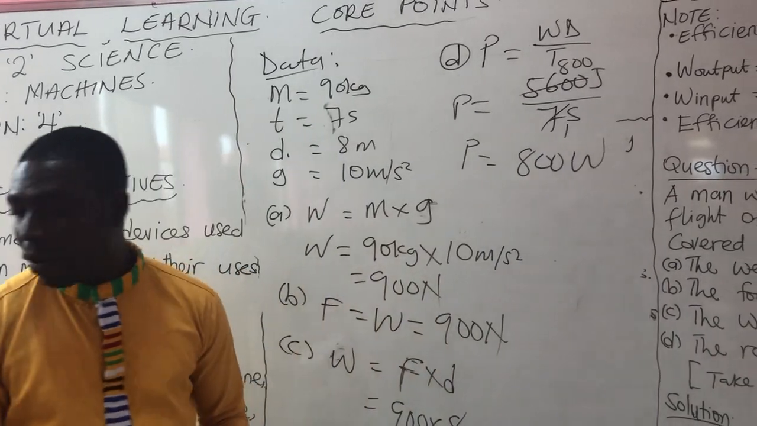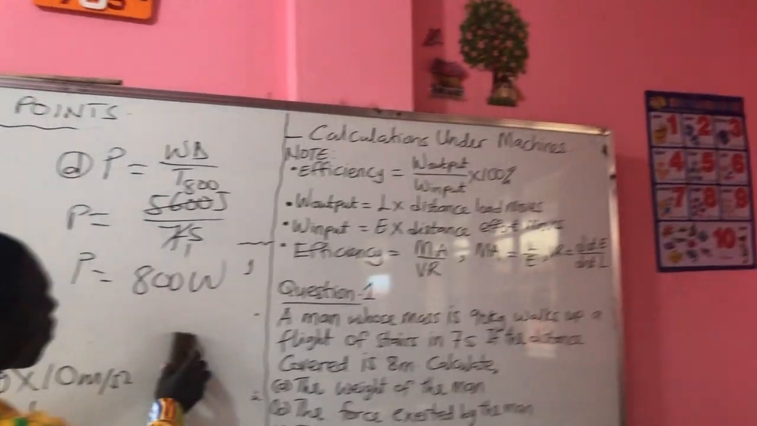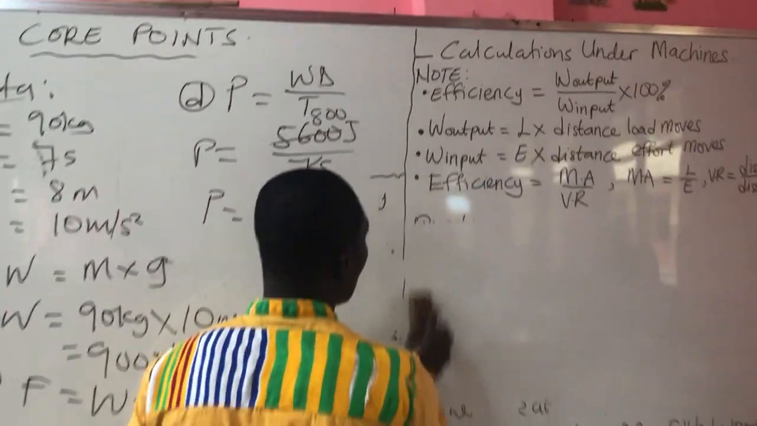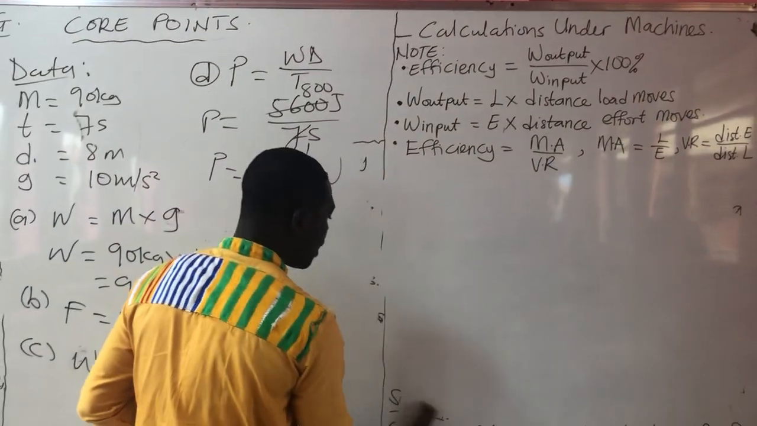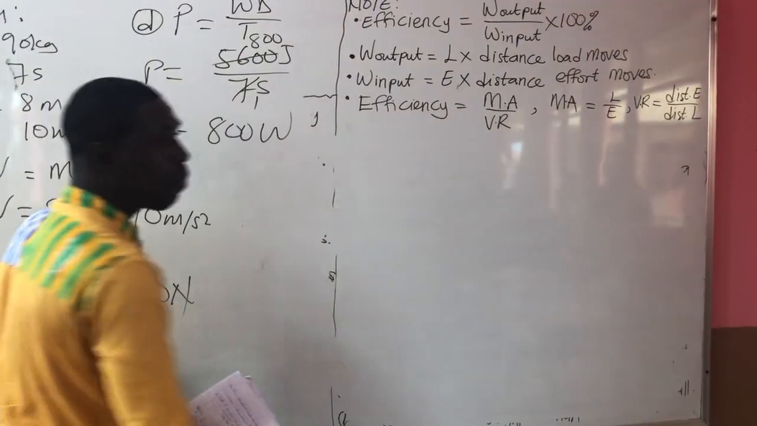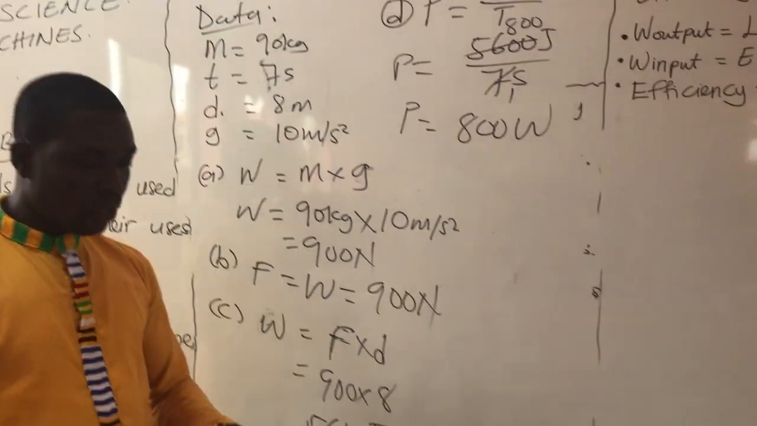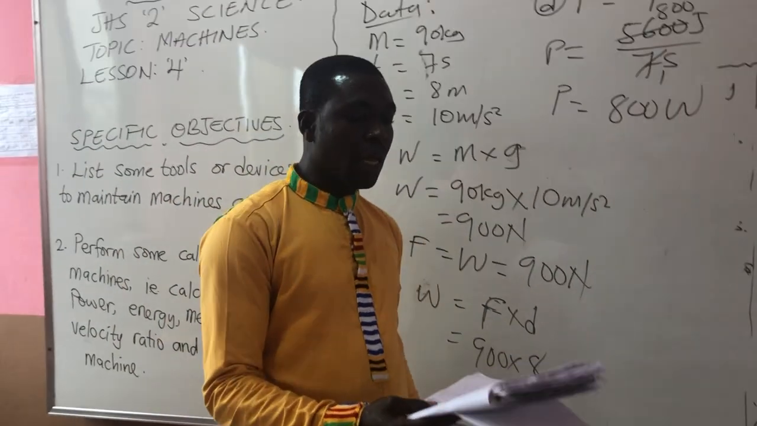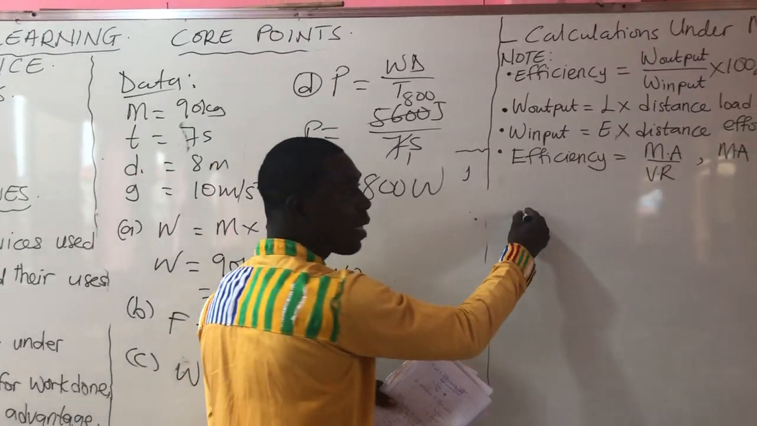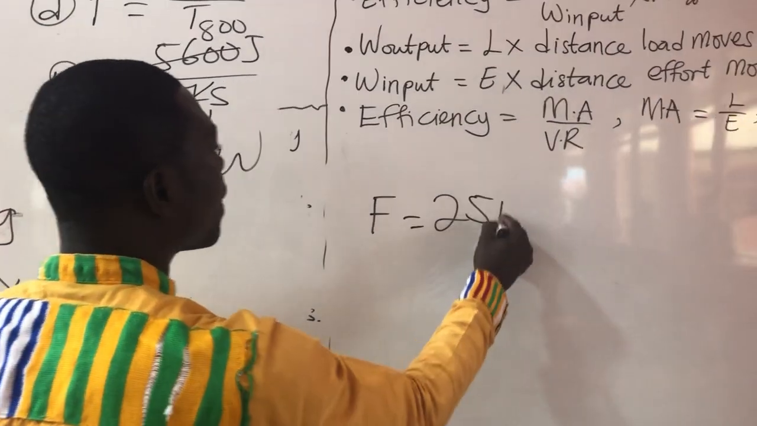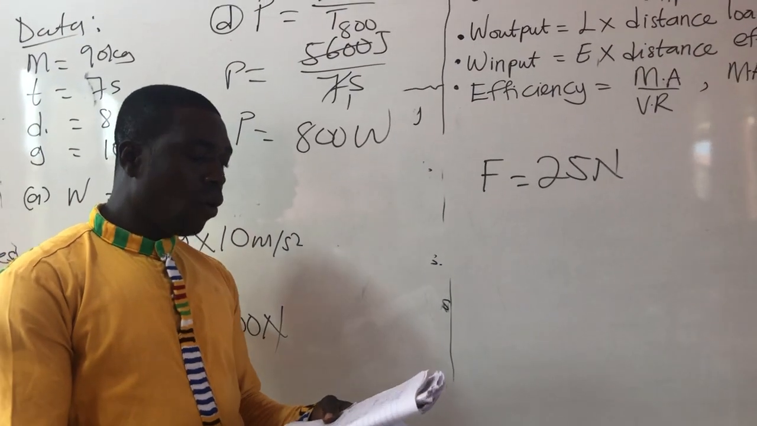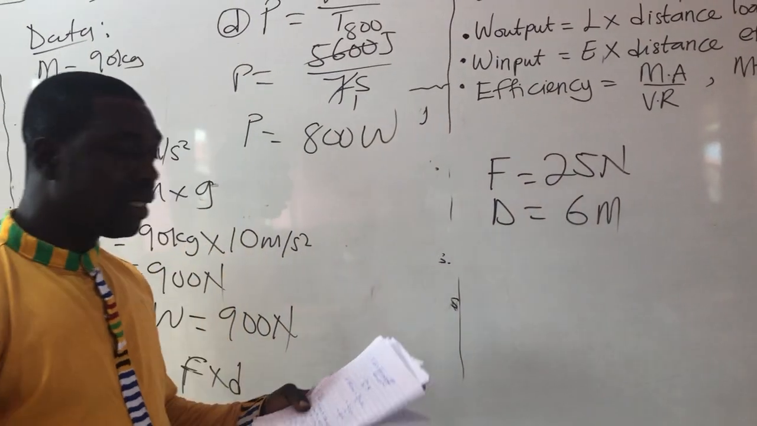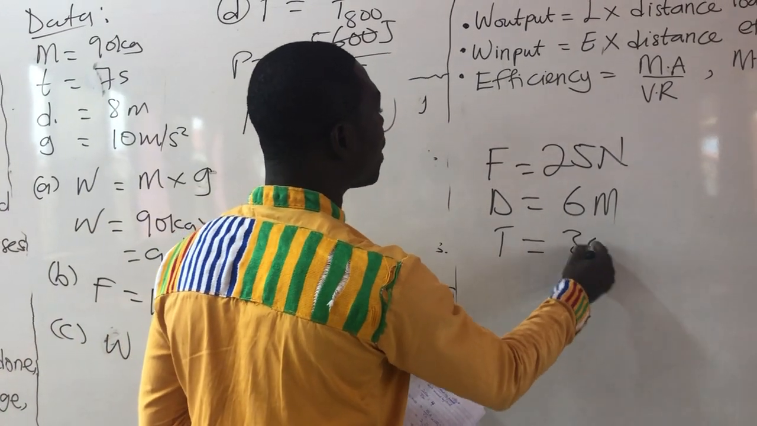Now let's quickly consider another question. Since we are running out of time, I'll give a simple question and you try your hands on it at home. Consider the following question. A force of 25 newtons was used to lift a load through a distance of 6 meters. So distance is equal to 6 meters. In 30 seconds, that is the time. So T is equal to 30 seconds.